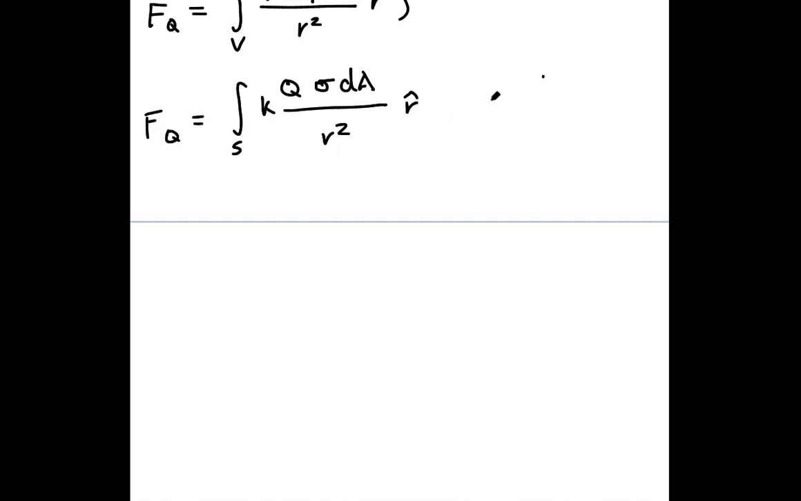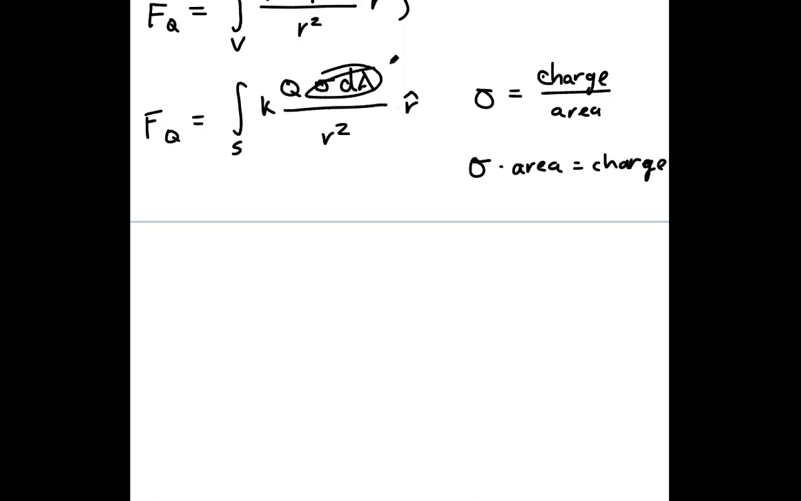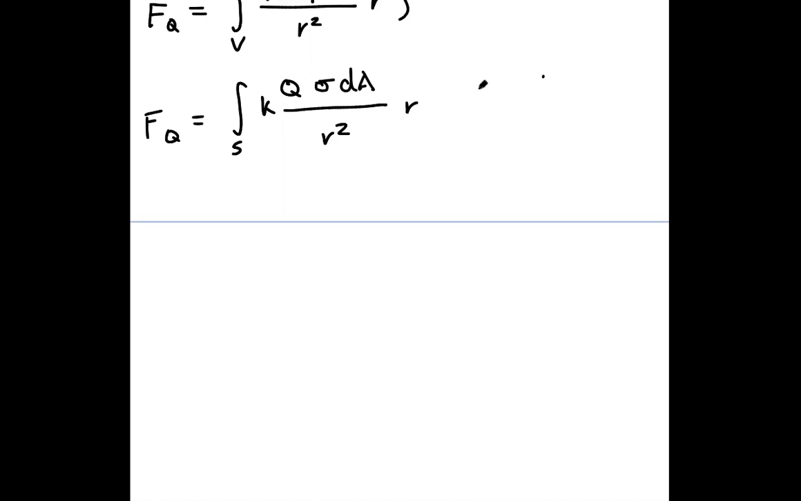And what sigma is, it's the surface charge density. So that's equal to the charge over the area. So all I did was, in order to find the charge, I said sigma times area is equal to charge. I just substituted that value over here. So that gives us the surface charge density. So that's the net force felt on Q.